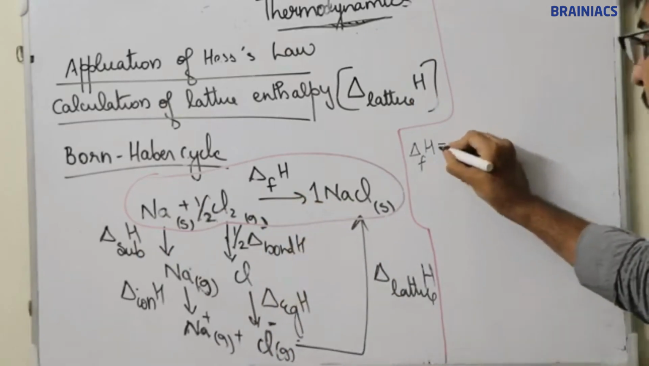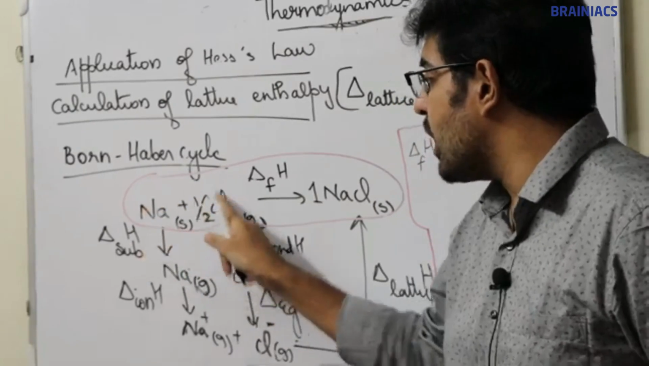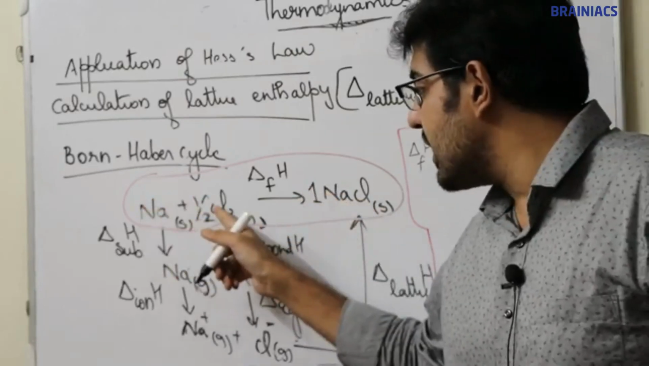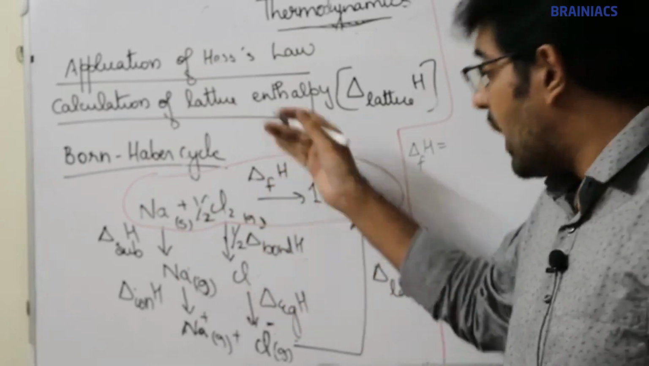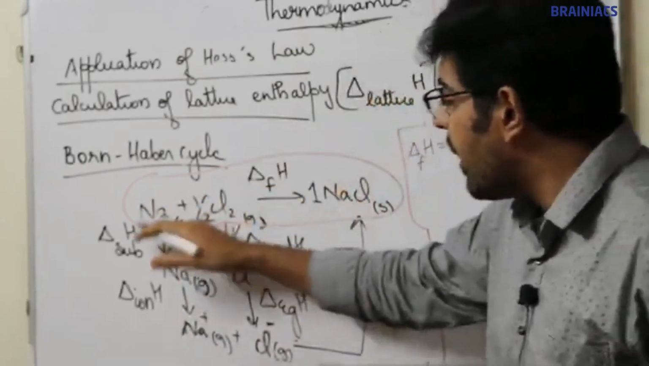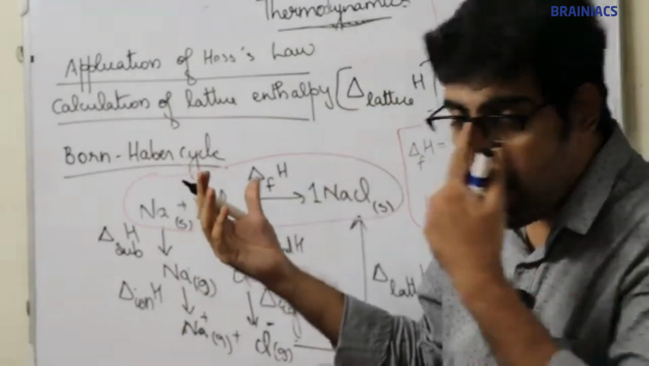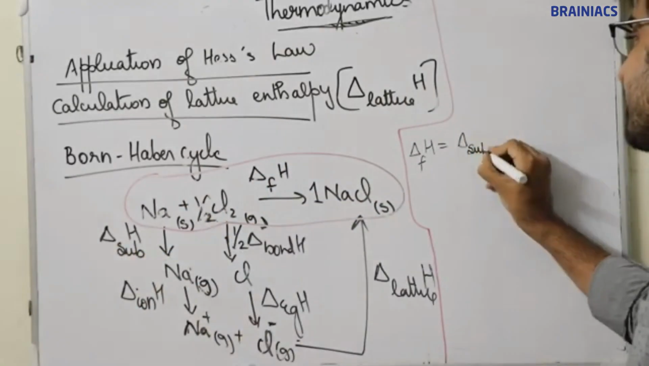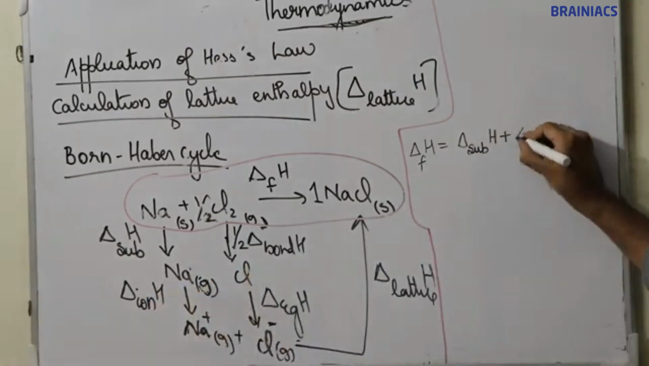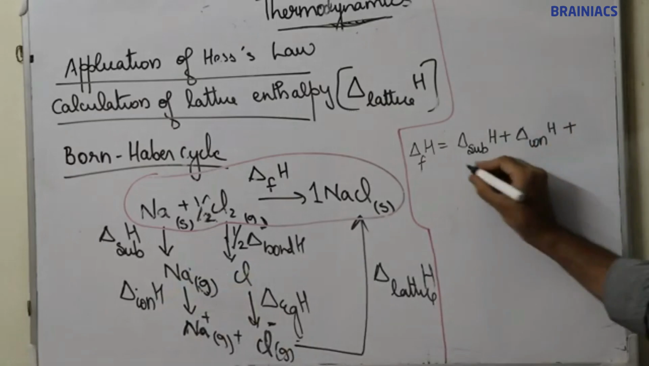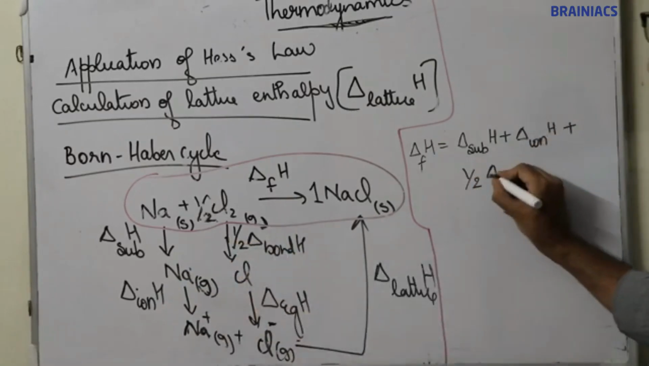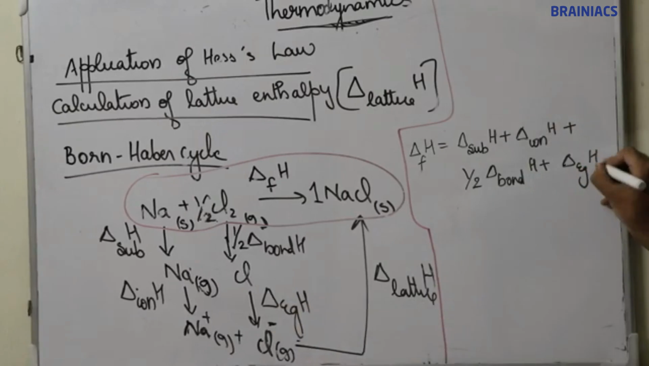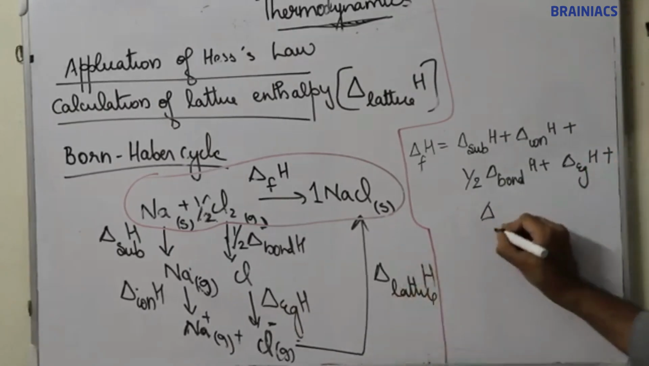So the enthalpy of formation is equal to... and the same reaction, Na solid and half Cl2 reacting to form NaCl, by taking a number of steps, right? Here Na and Cl2 directly react to form NaCl in a single step. Next, Na and Cl2 are converted to NaCl by taking a number of steps. So the total enthalpy change is always the same. So the enthalpy of formation is equal to the enthalpy of sublimation plus the enthalpy of ionization plus half the bond dissociation enthalpy plus the electron gain enthalpy plus the lattice enthalpy.